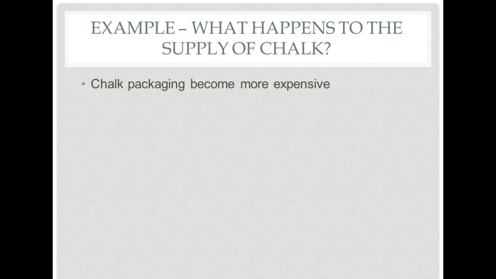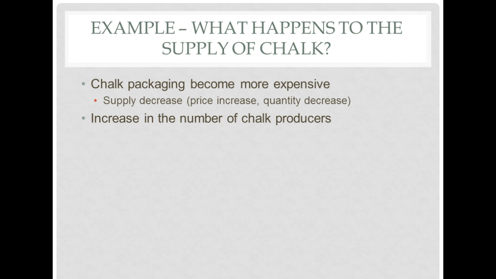Our first example, chalk packaging becomes more expensive. Okay, chalk packaging must be one of the factors or inputs that goes into making chalk overall. So if the packaging has become more expensive, the supply would decrease, which as a reminder means price will increase and the equilibrium quantity will decrease. All right, let's see, an increase in the number of chalk producers. Well, if there's more people making chalk, we should have a supply increase. Price will decrease and equilibrium quantity will increase.